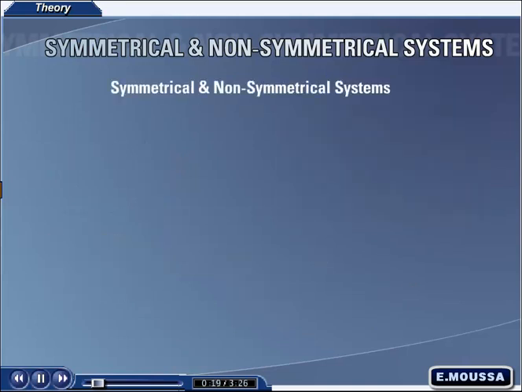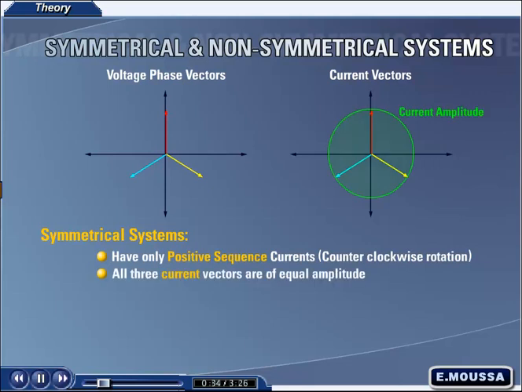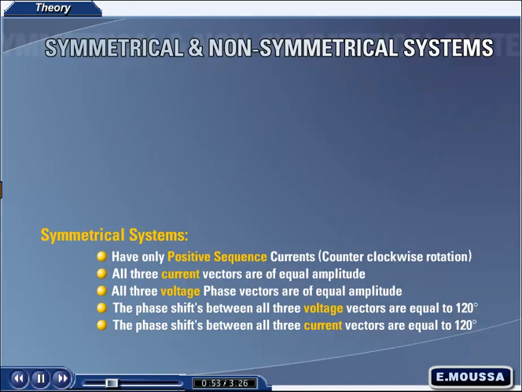Symmetrical and non-symmetrical systems. In the world of protection, we talk about symmetrical and non-symmetrical systems in addition to symmetrical components. A system is said to be symmetrical if it has only positive sequence currents. All three current vectors are of equal amplitude. All three voltage phase vectors are of equal amplitude. The phase shift between either the current or voltage vector is equal to 120 degrees. If one or more of these conditions is not met, the system is said to be non-symmetrical or unbalanced.